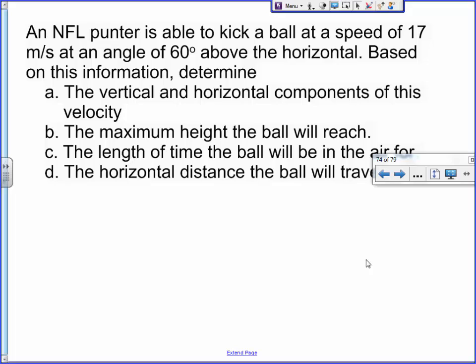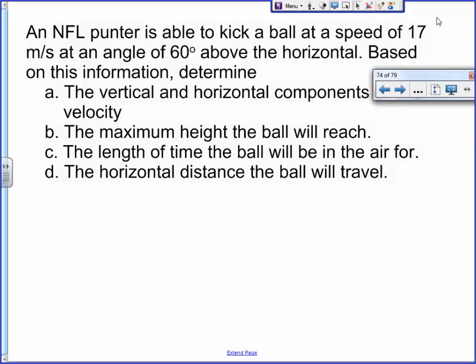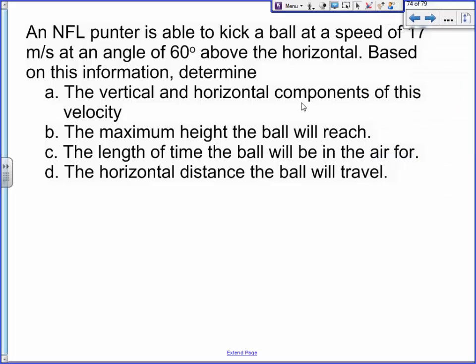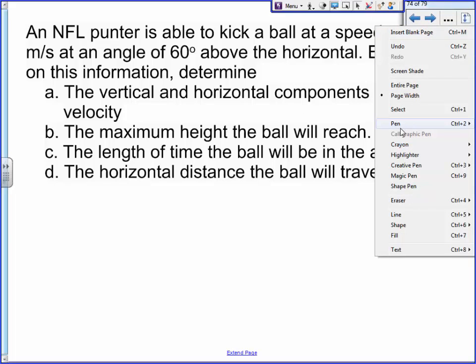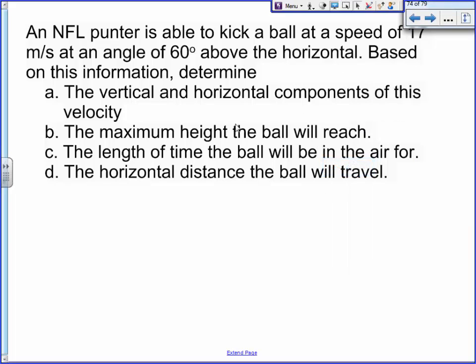So I've actually got a lot of different components for us to look for here. This example is really going to cover multiple things. So let's draw a picture here. An NFL punter is going to kick a ball at a speed of 17 meters per second, and I'm going to give you an angle though. The angle is 60 degrees above the horizontal. So a bit of a picture here.